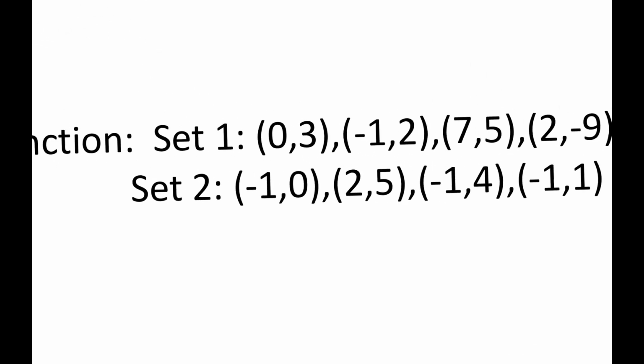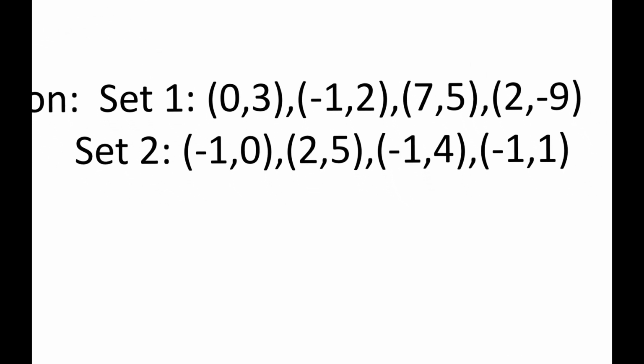So I'm going to zoom in here to the two sets, and I'm going to label my x values and the y's. So I have x here, and there's the y, x, y. So remember, the first number is always x, and the second number is y. So the first set, I'm looking at set number 1. The x values are 0, negative 1, 7, and 2. So I notice that the x's are not repeating. Let me say that again. For the x values, we have a 0, a negative 1, a 7, and a 2. So since the x values are not repeating, set number 1 is a function.